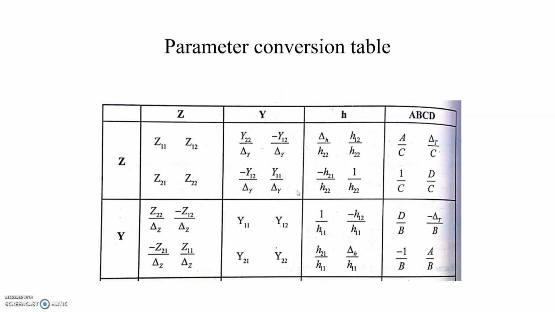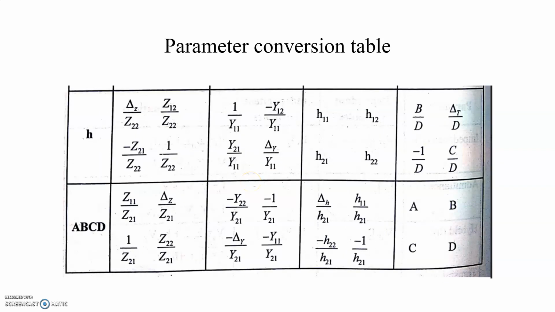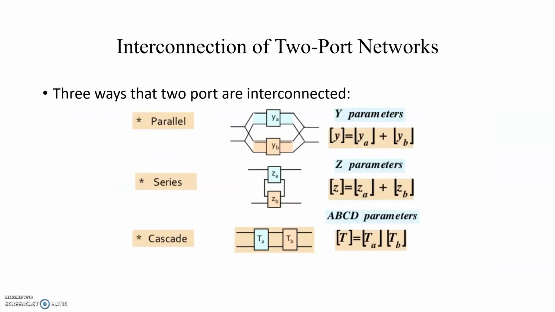Next, this table represents the parameter conversion table for Z, Y, H and ABCD. Next, interconnections of two-port networks. There are three ways to connect two-port networks: parallel, series and cascade.